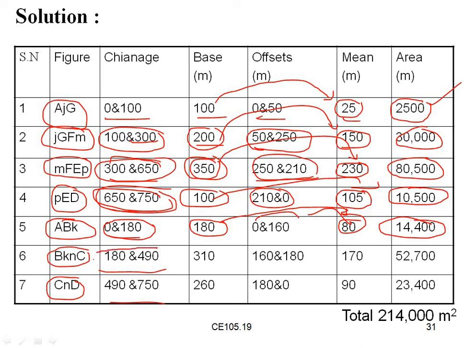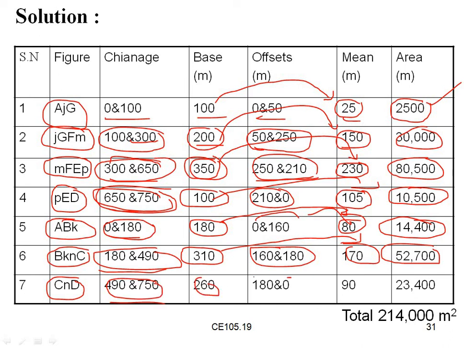Again, 180 and 490. So 490 minus 180, 310. From 310, you see the offsets are 160 and 180. 160 plus 180 by 2, we will get 170. Next, 310 into 170, we will get 52,700. Like this, the C and D also will be there. So finally, adding all these areas, we will get 2,14,000 meters square.